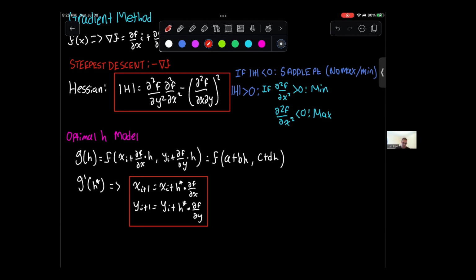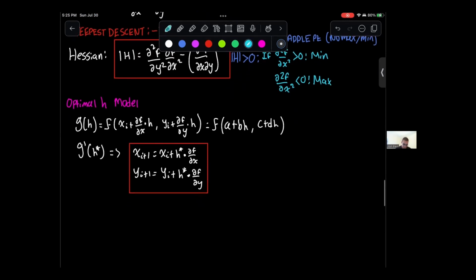Now, if you're asked to solve these analytically to find the optimum, you have to set the derivative of your function with respect to x equal to 0 and the derivative of your function with respect to y equal to 0, and then solve this system.